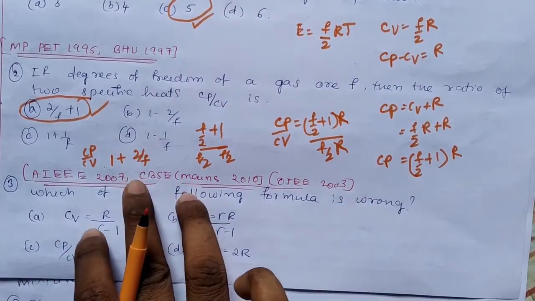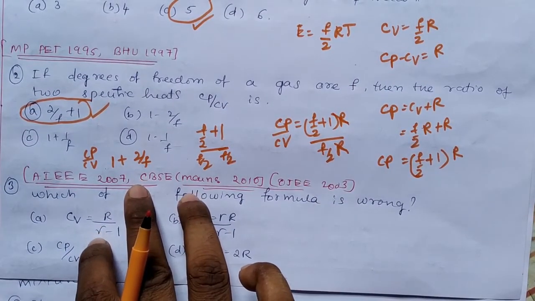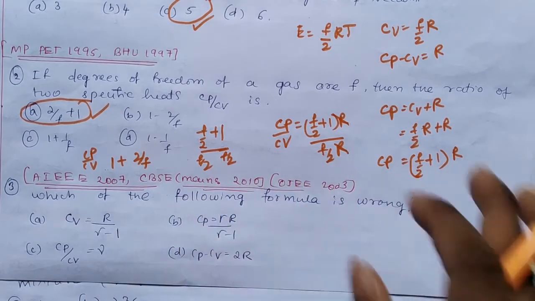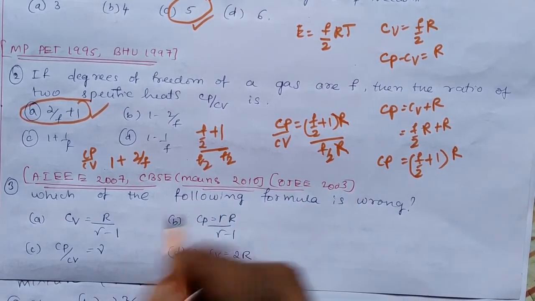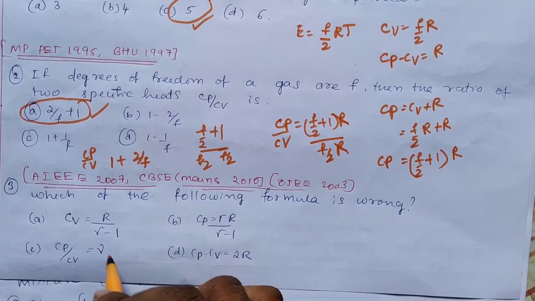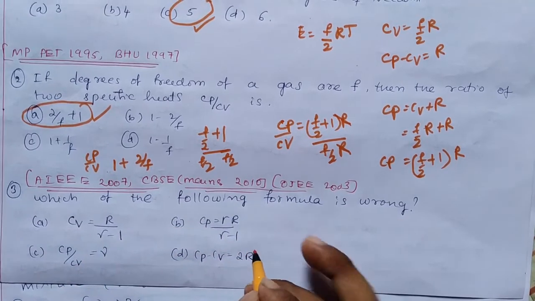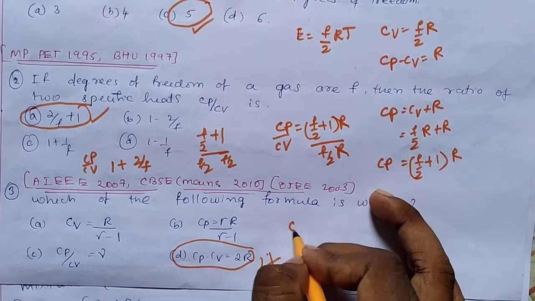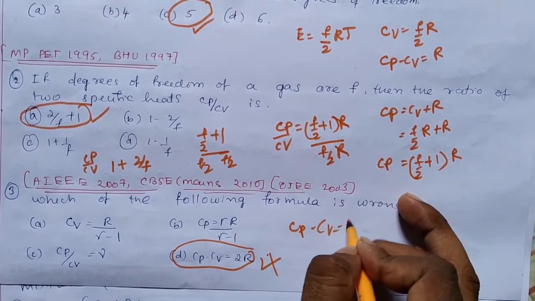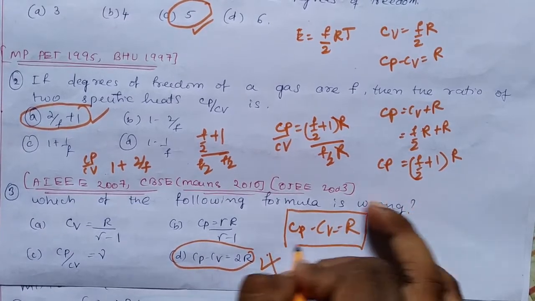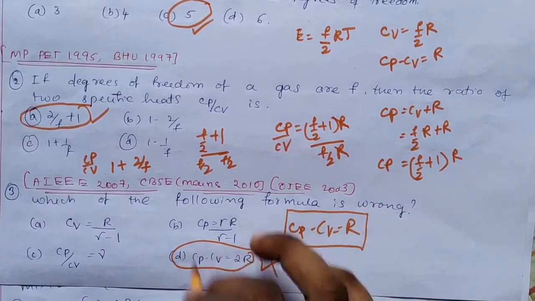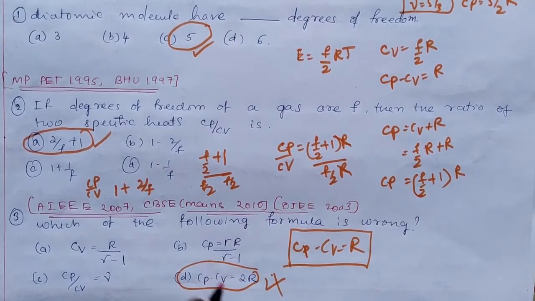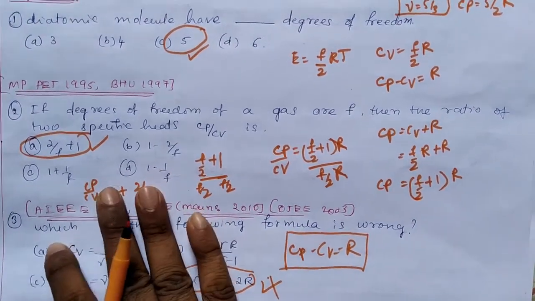Next, a question asked in AIEEE 2007, CBSE 2010, OJEE 2003, and various exams. Which of the following formulas is wrong? Just by looking at the options, we can say this one is wrong because it violates Mayer's equation and thermodynamic principle. It says Cp minus Cv is equal to R, but they have given here Cp minus Cv is equal to 2R. So definitely this is wrong. No need to calculate the others also.